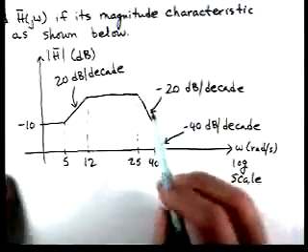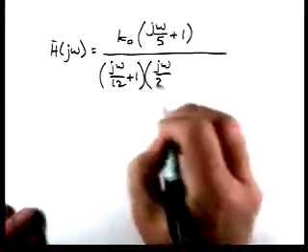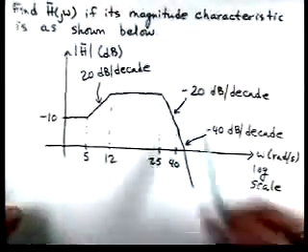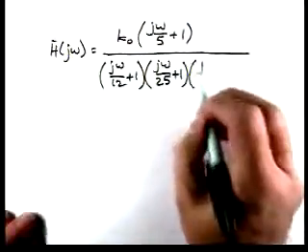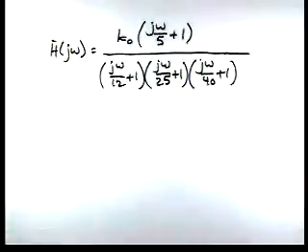Here the slope goes to minus 20 dB per decade, so there must be a simple pole at omega equal 25. So we have j omega over 25 plus 1. And then the slope at omega equal 40 goes from minus 20 to minus 40. So we must have a simple pole at omega equal 40, so we have j omega over 40 plus 1. And the only thing left to do is find out a value for k0.